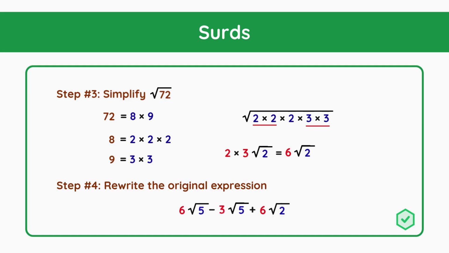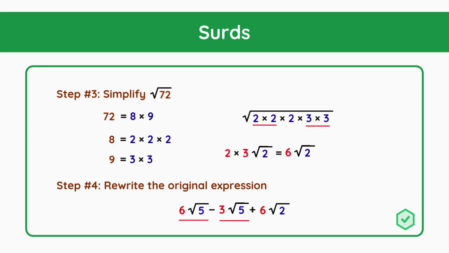6 square root of 5 minus 3 square root of 5 plus 6 square root of 2. Here is the important part you must watch out for in exams. We can only add or subtract terms if they are like surds. The first two terms, 6 square root of 5 and 3 square root of 5, are like surds because they both contain square root of 5.